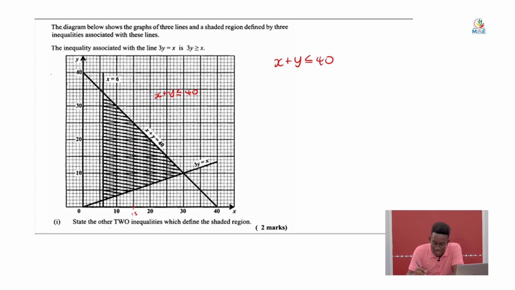The next one would be easier. Here we have x is equal to 6. All the values across here will obviously be greater than or equal to 6. So you can say x is greater than or equal to 6, and that would be the other inequality. So this would be one, and this would be the other one. As easy as that.